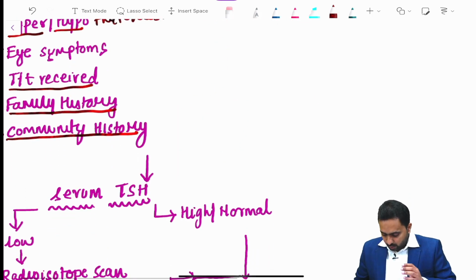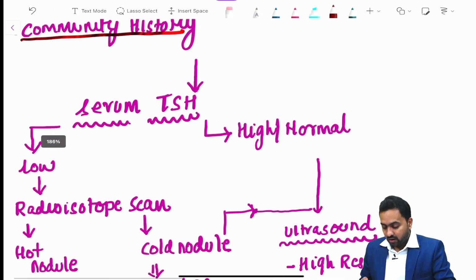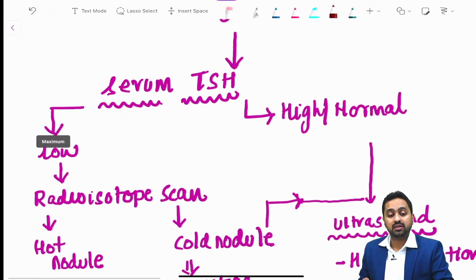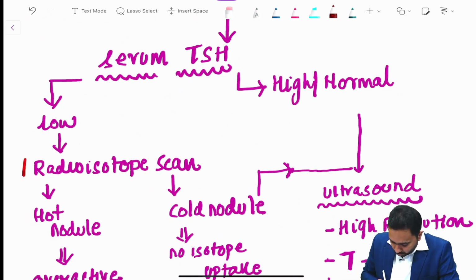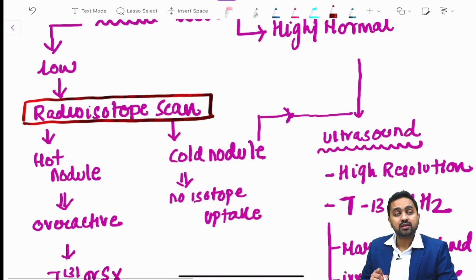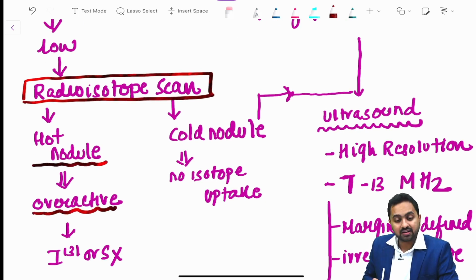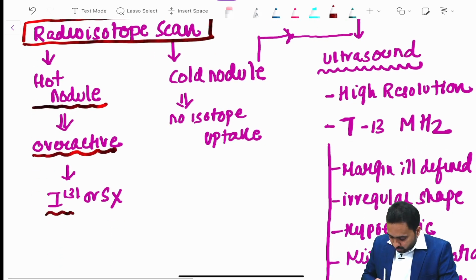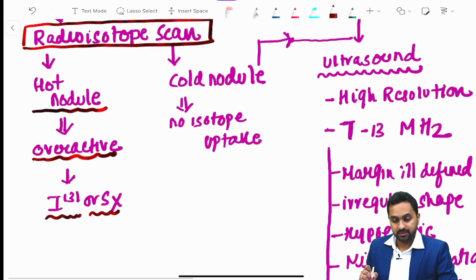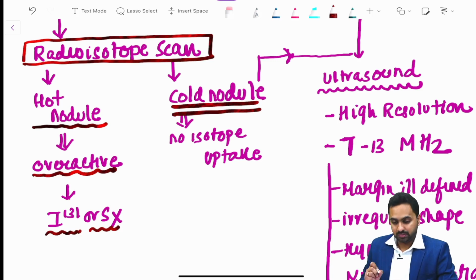Now once this is done, then we measure the serum TSH level, right. Now if this thyroid stimulating hormone level is low, then we do a radioisotope scan. On this radioisotope scan, if it is a hot nodule, that means it is an overactive nodule, then we need to go for iodine therapy or surgery. Whereas if it is a cold nodule on your radioisotope scan, that means there is no isotope uptake.